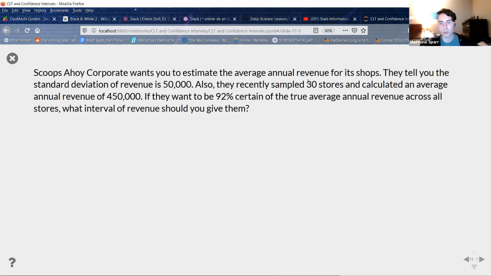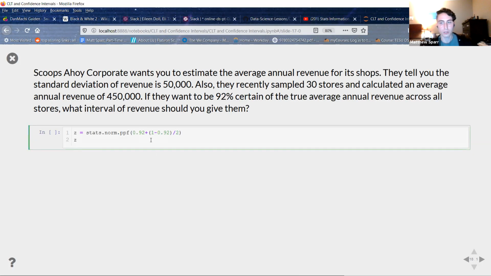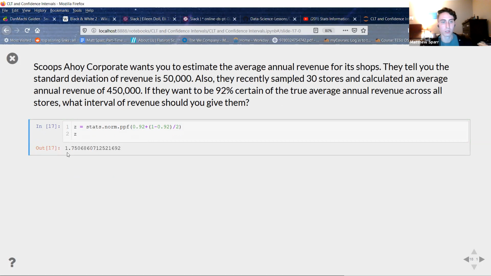So to go back to our problem here, we want a 92% confidence level. So we need to calculate our Z-score here using that same formula. And we get 1.75.